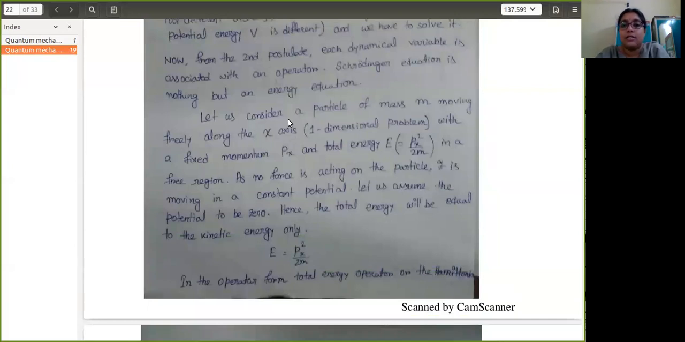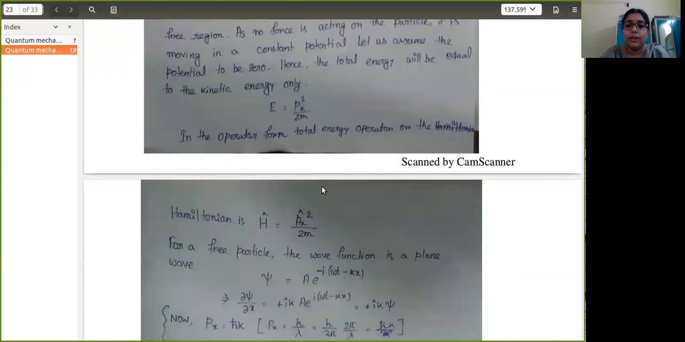For that, let us consider a particle of mass m moving freely along the x-axis. So a free particle is moving along the x-axis with a fixed momentum px, and total energy E is equal to px squared by 2m. As no force is acting on the particle, it is moving in a constant potential. It will be easier for us if we assume the potential to be 0. So the potential is 0, the particle is freely moving, the energy is given by E equals p squared by 2m.